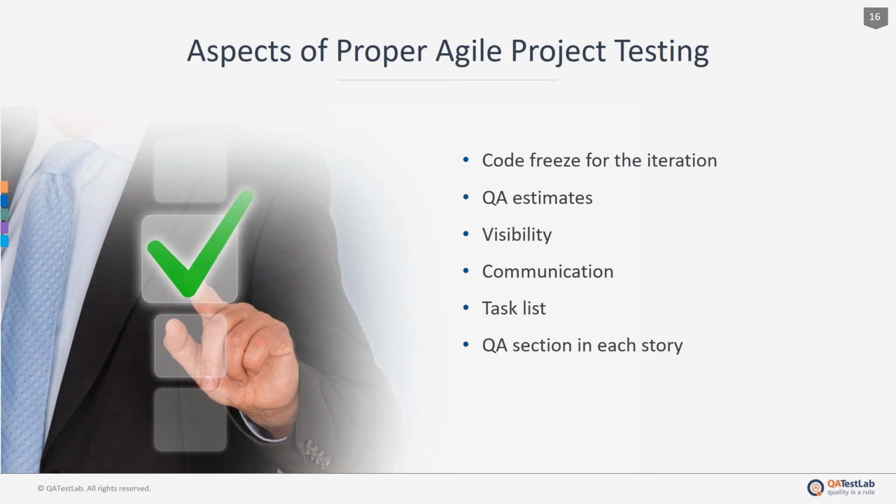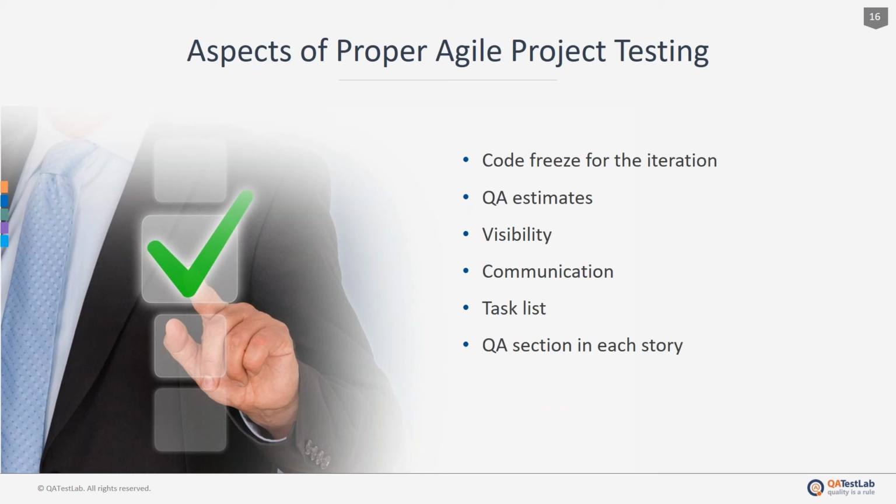Other important things. Code freeze for the iteration. This will give the QA team a chance to do a quick pass of manual plus exploratory testing of the stories in the same iteration. Without this, there is always going to be a spillover of stories in the next iteration.